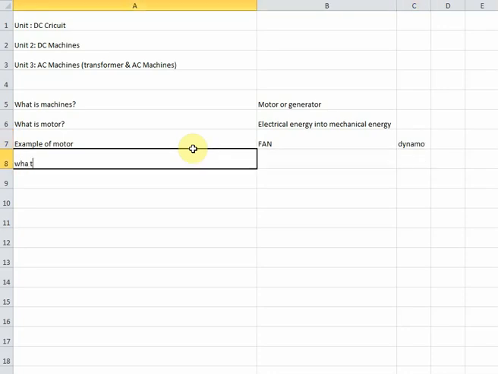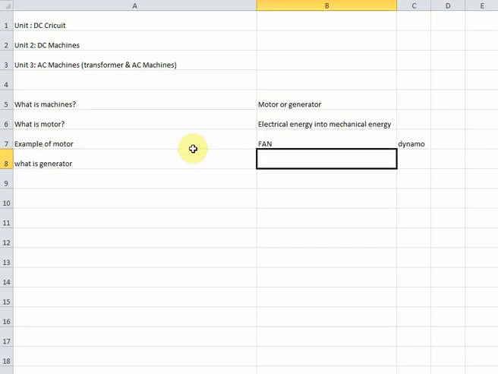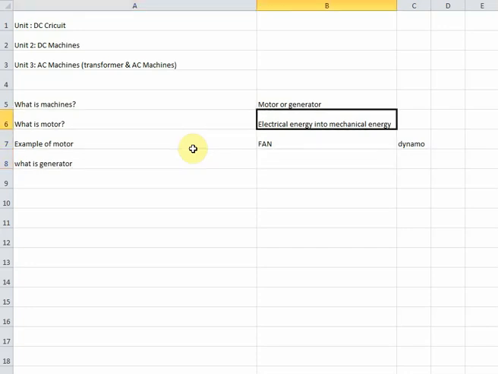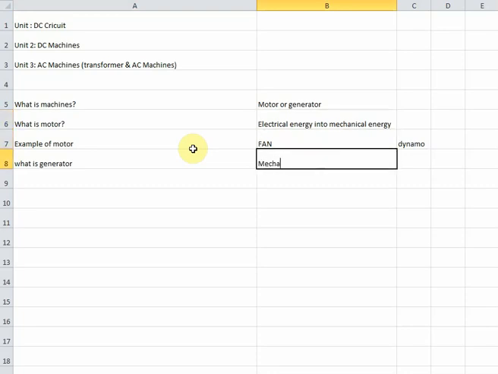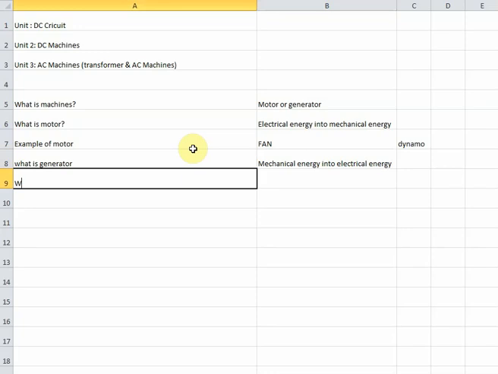Okay, then next question. What is a generator? A generator is just the opposite of the motor operation. The motor operation is electrical energy into mechanical energy. Here it is mechanical energy into electrical energy.